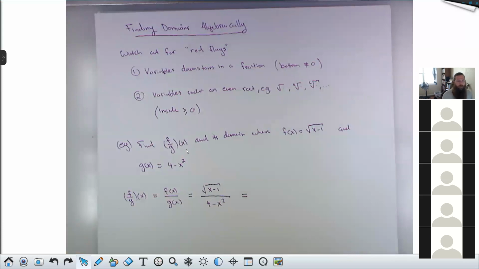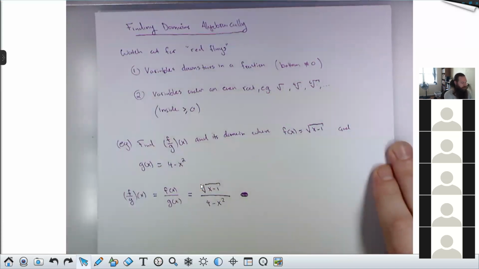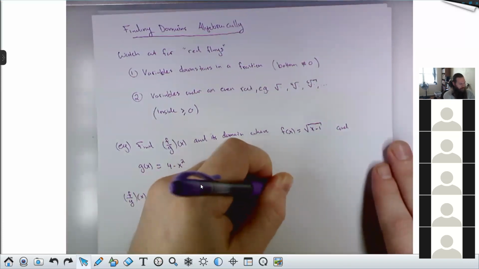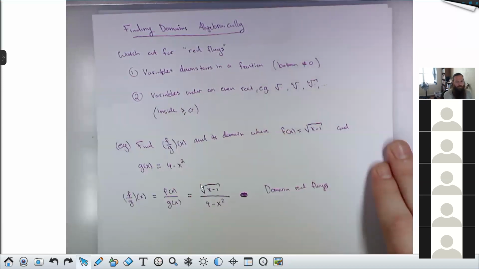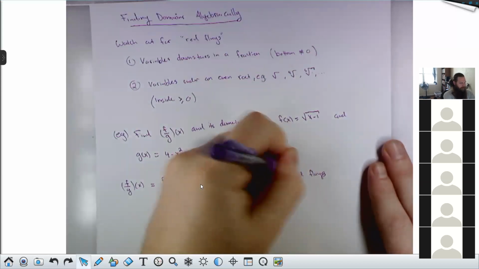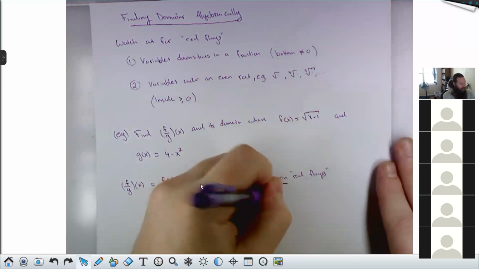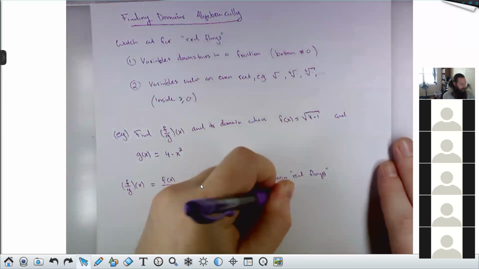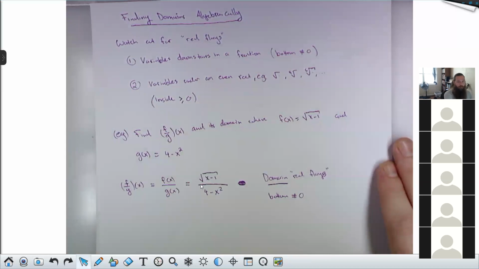So from here, if we want to find the domain, we've got to watch out for these red flags. There are 2 red flags here. All right, I'll stop here. This is fine. We have found f over g of x. But now for the domain, what sort of red flags do we see? Well, I've got some variables downstairs. I know the bottom can't be equal to 0. So let's figure out what makes the bottom 0.